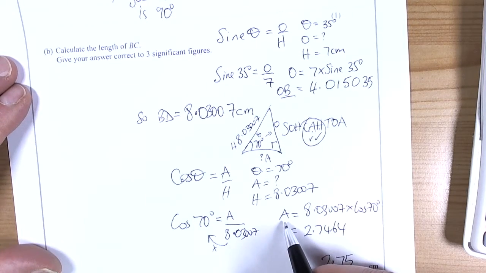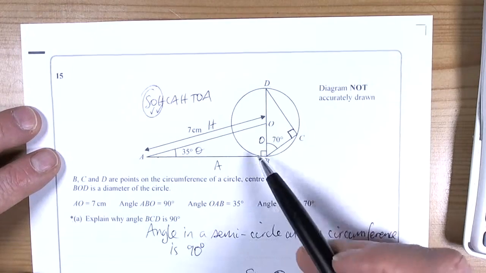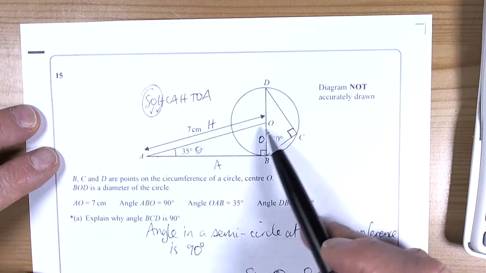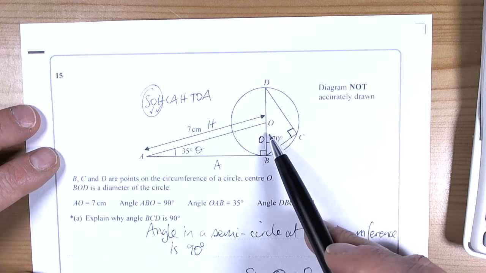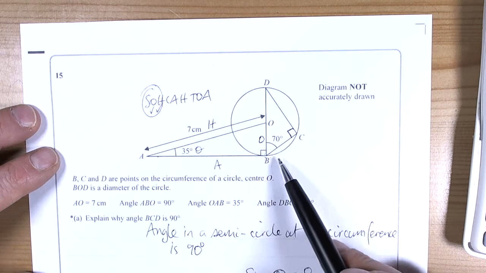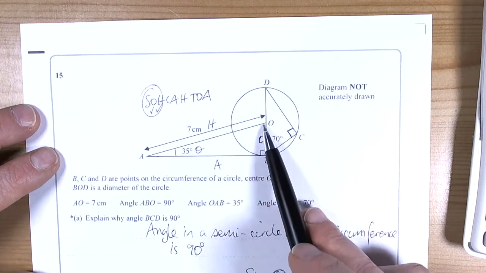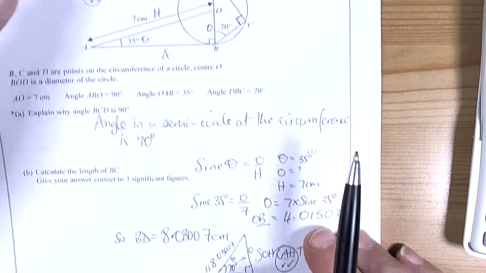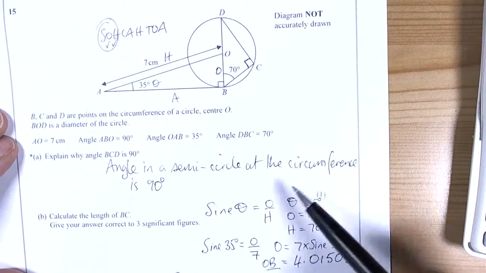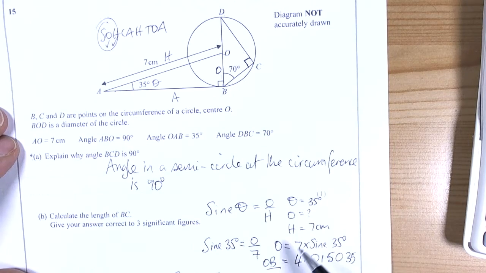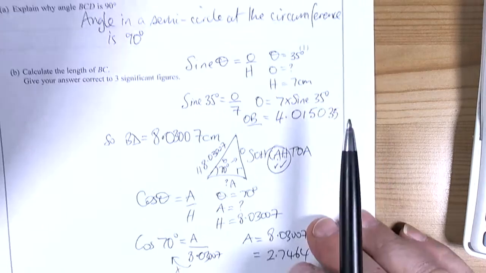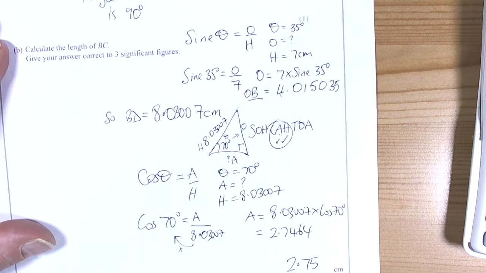So that's a recap of using SOHCAHTOA trigonometric ratios to allow us to find missing lengths within triangles involving an angle and one length to find a missing side length. And in doing that, we ended up using these ratios to find the final answer for this question, which was 2.75.